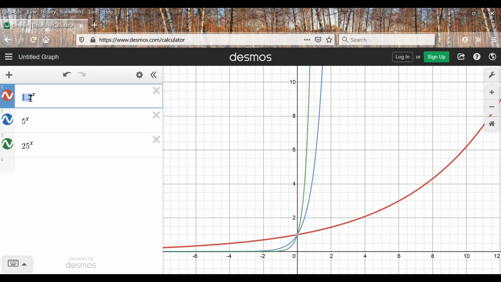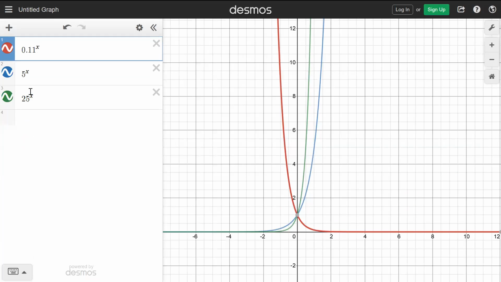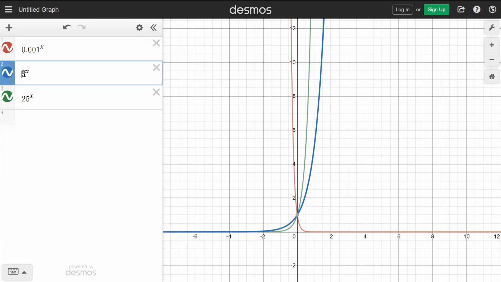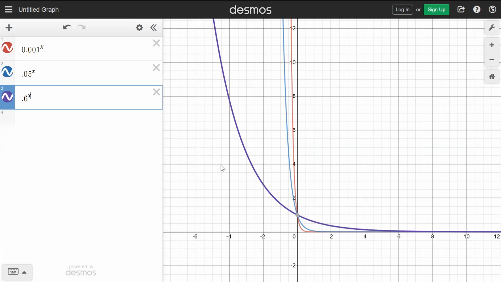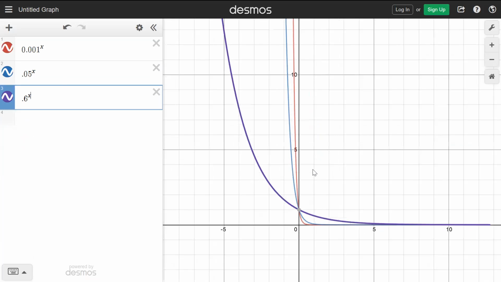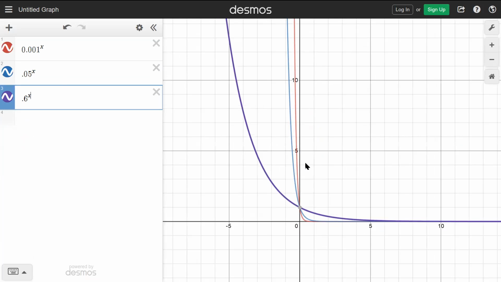Okay, well, let's change our numbers here. Let's put 0.001, and maybe we can put 0.05, and we're just going to have to rewrite that one altogether. Then we can do maybe 0.6 or something like that, and that's to the x. All right, so here we go.